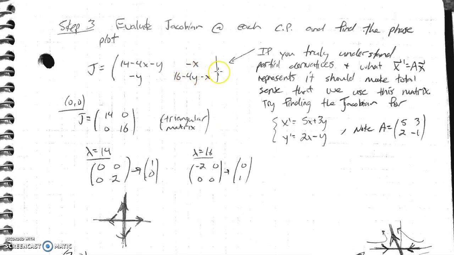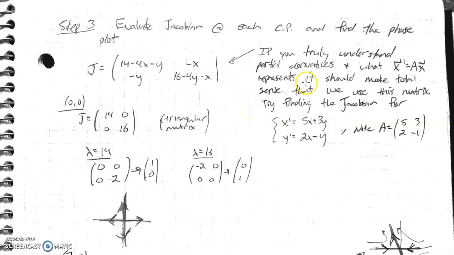The next step is to evaluate that Jacobian at each critical point and find the phase plot for each critical point. So I rewrote the Jacobian here, and I wrote this little thing over here. If you really understand what a partial derivative is, and what it means to linearize a multivariable function, and what x prime equals Ax represents, then it should make total sense that we use this matrix for all the spots where the x prime and the y prime are both zero. Those are spots where, if this population system were to start at one of those, it wouldn't leave, because the derivative would be zero.